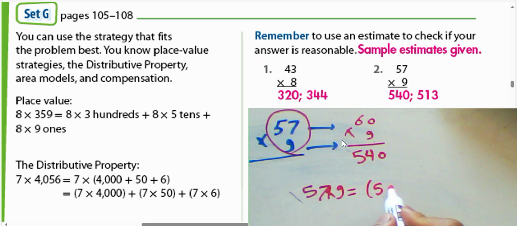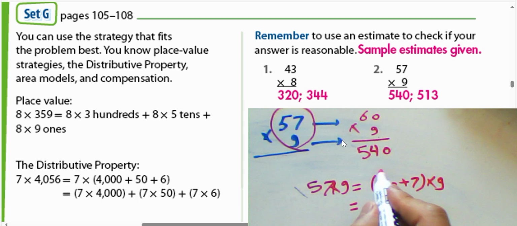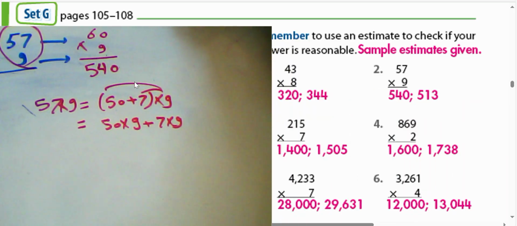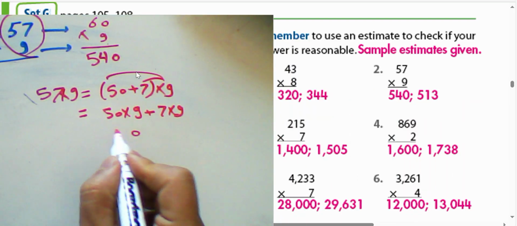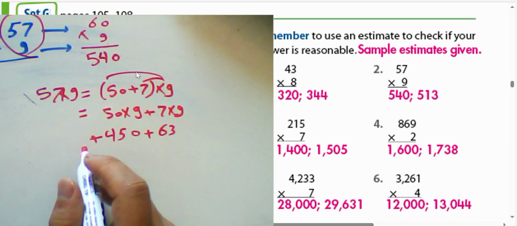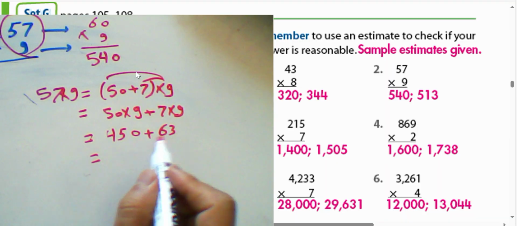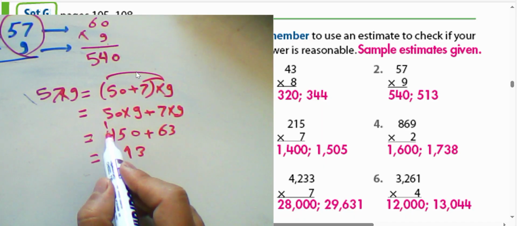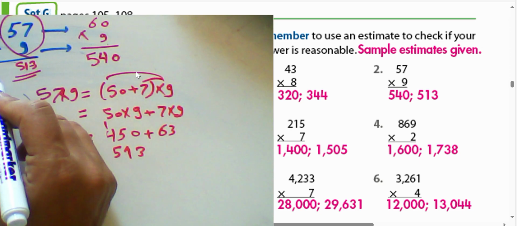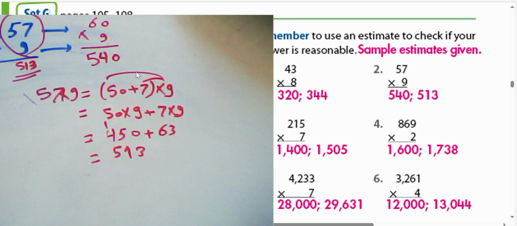Write 50 plus 7 multiplied by 9. And then using distributive properties, write 50 times 9 plus 7 times 9. 50 times 9, we can write 0, and 5 times 9 equals 45. And 7 times 9 equals 63. And then you can add together 3 plus 0, 3, 6 plus 5, 11, write 1 and carry 1, 4 plus 1, 5. The result will be 513. Then this actual number is close to the approximation.